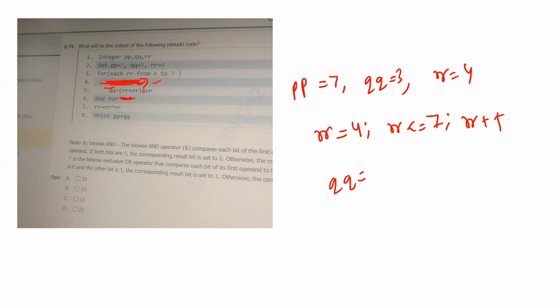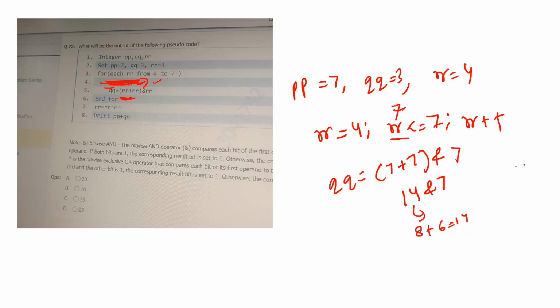So instead of calculating again the value of QQ, what we can do, remember, till when this loop will execute, till the time RR value is less than equal to 7, means the last value RR can have is 7, right? 7 less than equal to 7. So what we can do is directly take the value 7. So 7 plus 7, bitwise and with 7, just calculate it. So 14 bitwise and with 7. 14, we can write it as 8 plus 6.